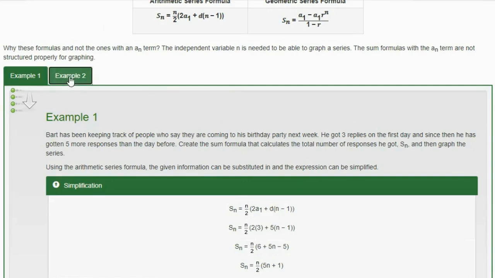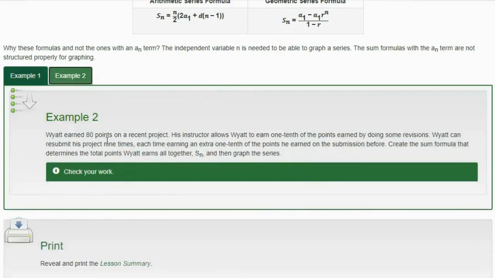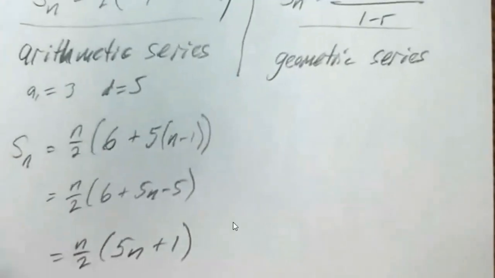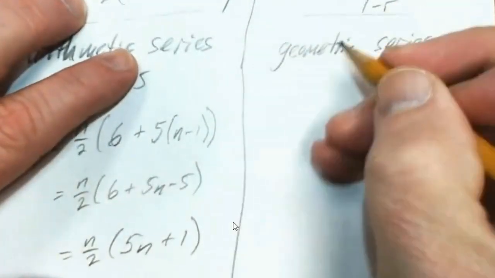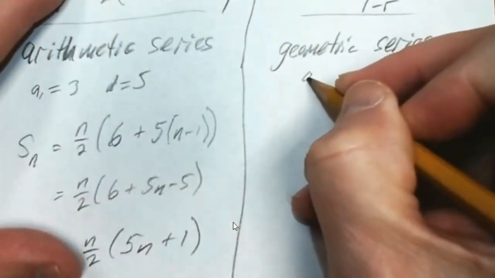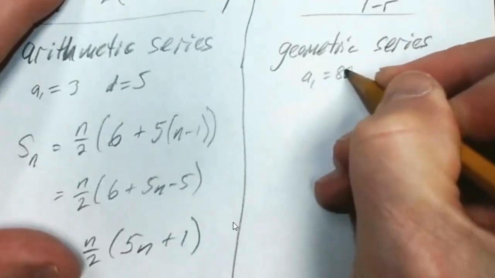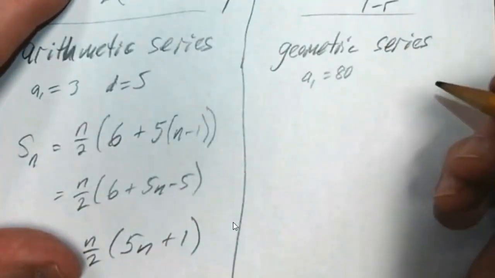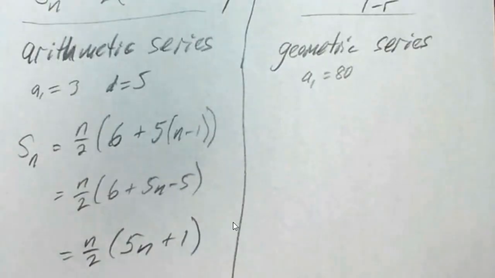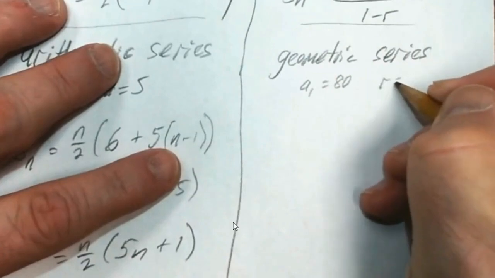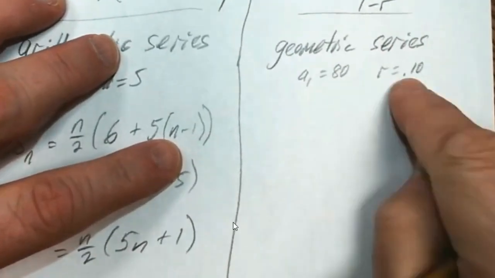Okay, let's look at example 2 for this. This is the one where you got 80 points on a recent project. So we need a sum formula that'll do all of that together. All right, let's see if we can create that then. So a sub 1, he got 80 points originally. And it said he can get how much again? 1/10 of the points. So r is 0.1, 1/10.